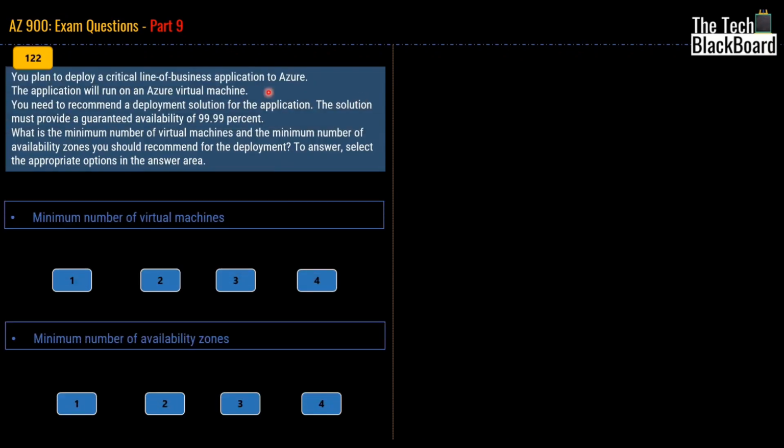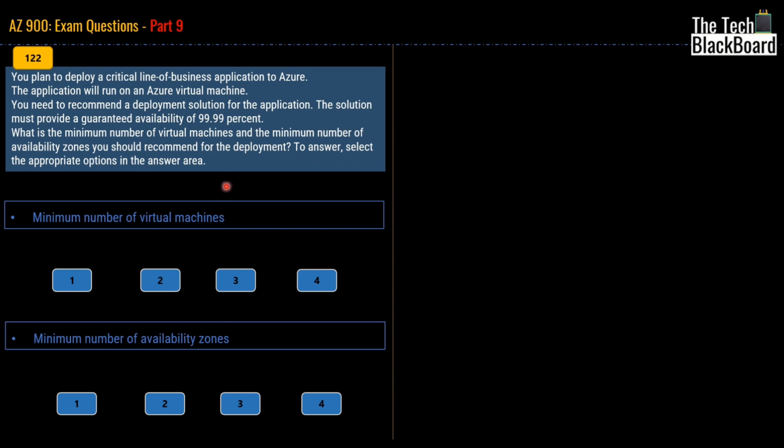Now coming to question number 122. This one says that you plan to deploy a critical line of business application to Azure. The application will run on Azure Virtual Machines. You need to recommend a deployment solution for the application. The solution must provide a guaranteed availability of 99.99%. What is the minimum number of virtual machines and minimum number of availability zones you should recommend for the deployment? To answer, select the appropriate option in the answer area.